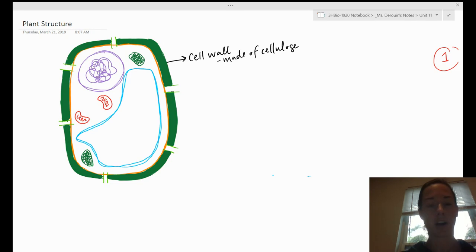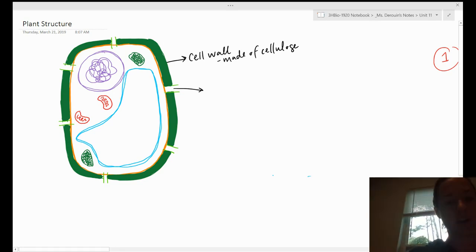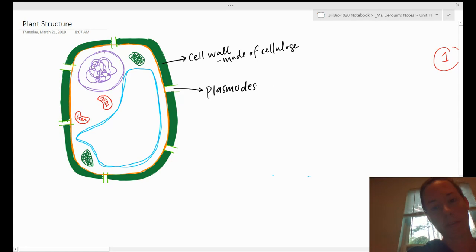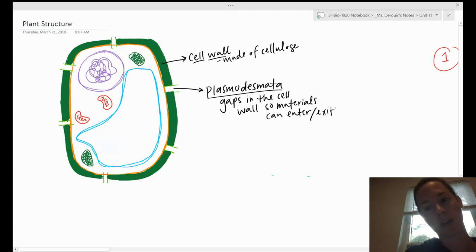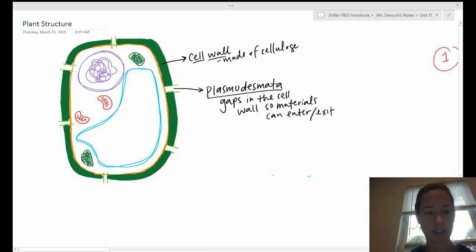In the cell wall, there are gaps because the cell wall is rigid and strong, and so in order to get things in and out of the cell, there have to be holes in the cell wall, and those are what these little tunnels are going around. They're called plasmodesmata. And what these are, I'll underline this too, gaps in the cell wall. So materials can enter slash exit.